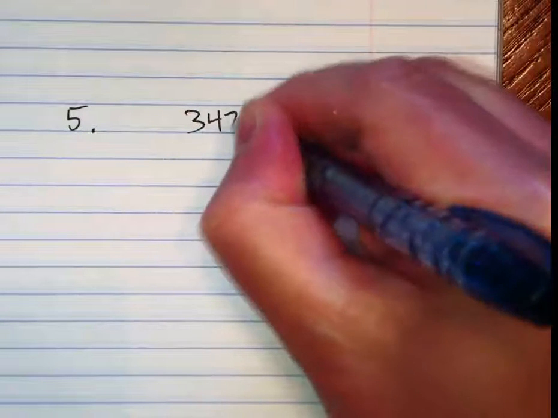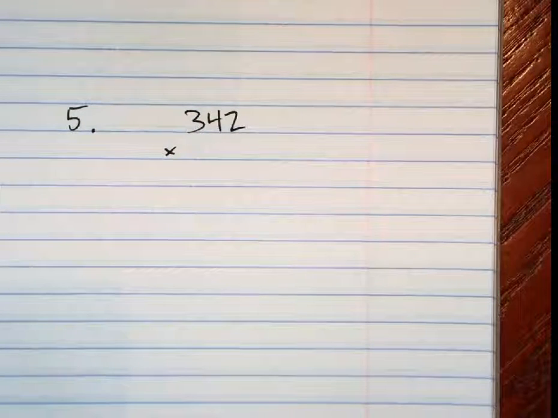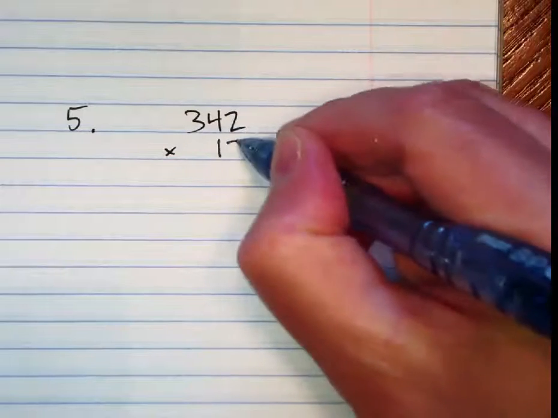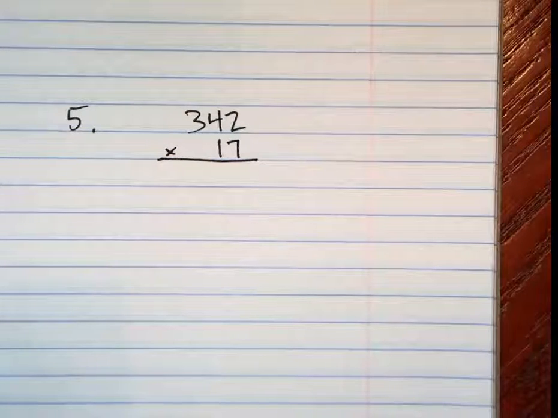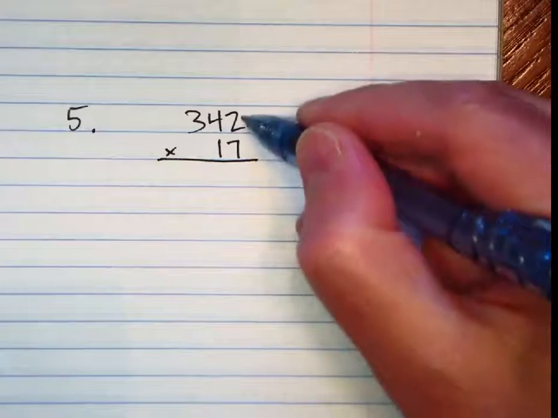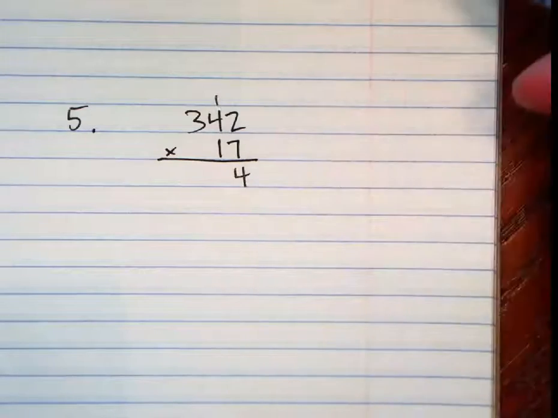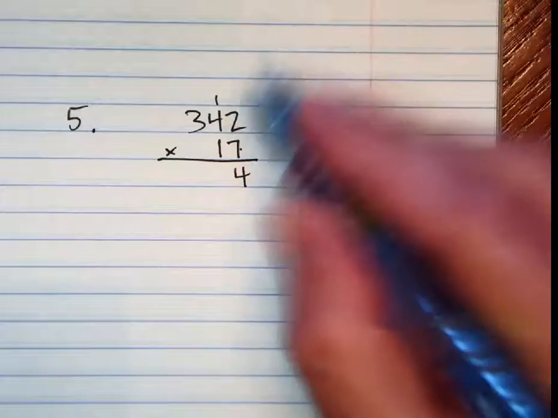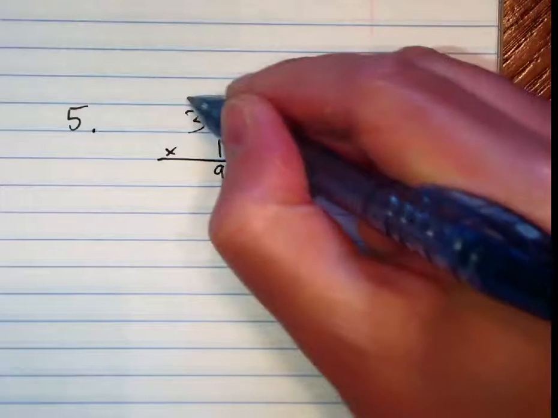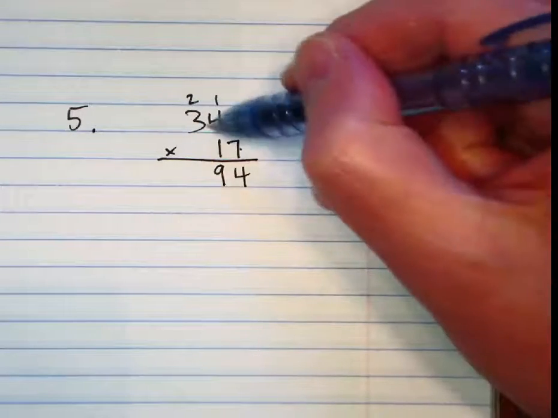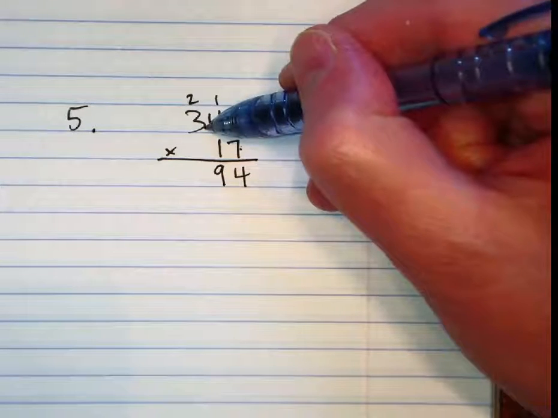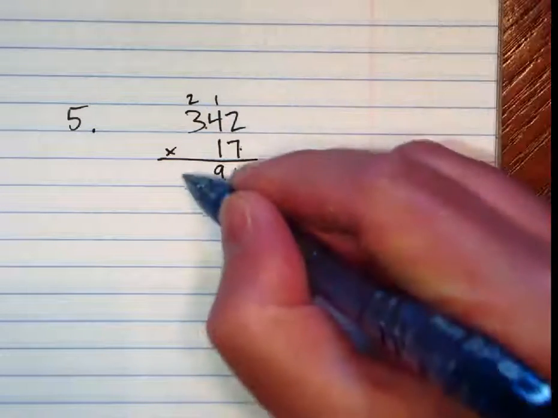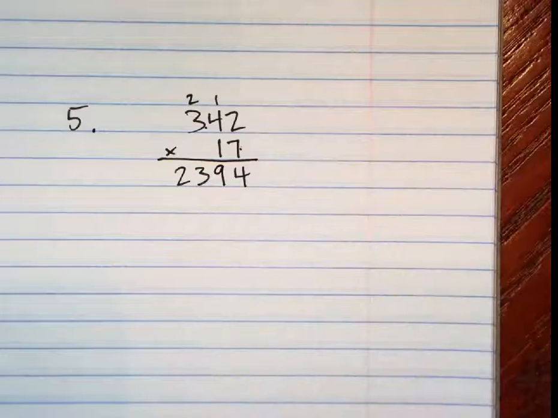Here is number 5. Multiplication. 342 times, oh gosh, I can't read my own writing. I think it says 17. Okay. 342 times 17. So 2 times 7 is 14. Carry the 1. 7 times 4 is 28. Plus 1 makes 29. So I put 9 here. Carry the 2. Then this way, 7 times 3 is 21. Plus 2 makes 23. There's my first row.